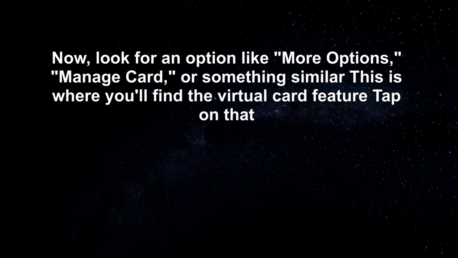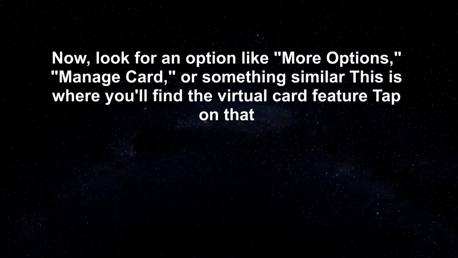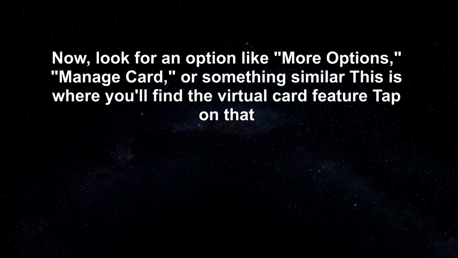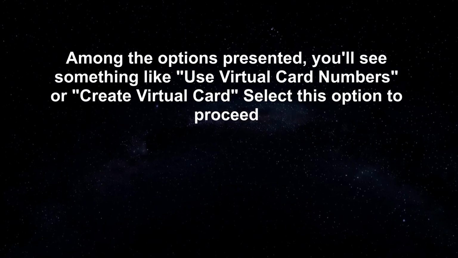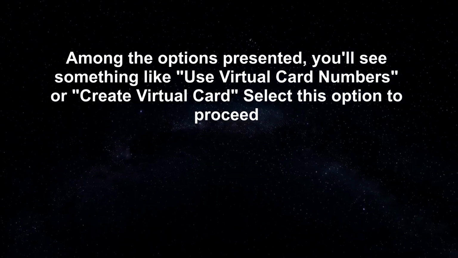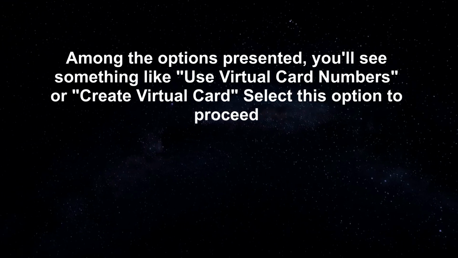Now, look for an option like More Options, Manage Card, or something similar. This is where you'll find the virtual card feature. Tap on that. Among the options presented, you'll see something like Use Virtual Card Numbers or Create Virtual Card. Select this option to proceed.